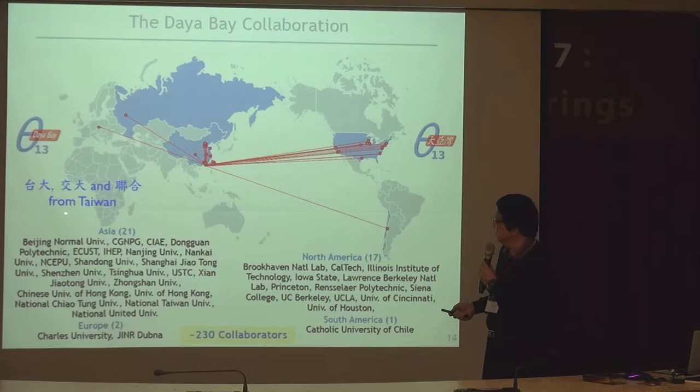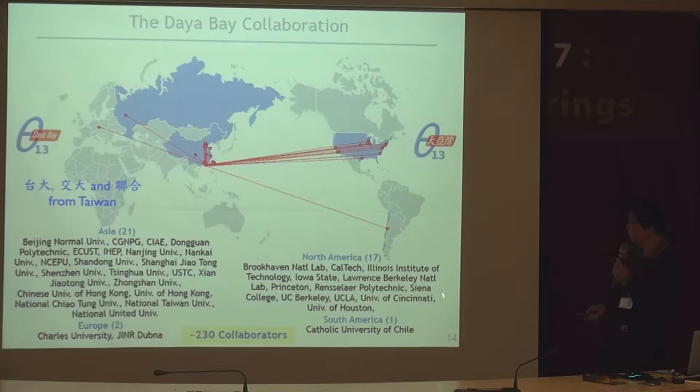and right now, I think we have over 200 collaborators, with many institutions from China, Taiwan, Hong Kong, and also the U.S., and even Chile and Europe, as you can see. In Taiwan, we have three institutions: National Chiao Tung University, National Taiwan University, and National United University.